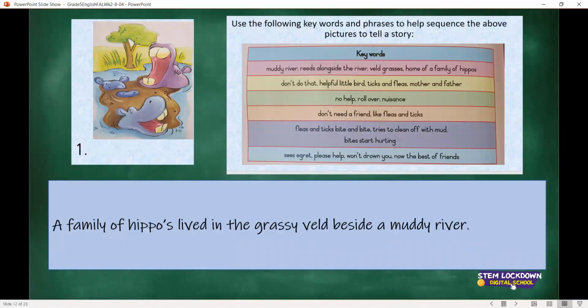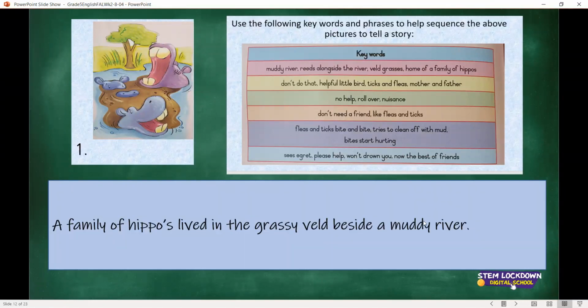You can start a story with once upon a time. Because it's a story, it's not true. So because this is a myth, it's not a true story, you can start by saying, once upon a time, a family of hippo lived in the grassy veld beside a muddy river. Now, some of you are wondering if you must write this down. You don't need to. I'm just showing you how to write a story. So we're doing a story with me. Okay. So there's my introduction.